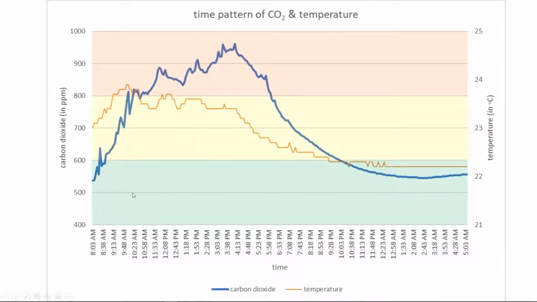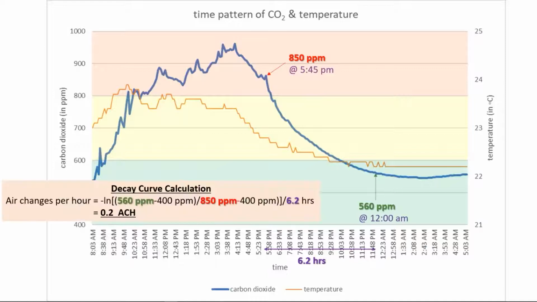Here's an example of a decay curve. At 5:45, it was 850 parts per million, and at midnight, it was 560, and that took 6.2 hours. You put it into this equation, and you can figure out it's 0.2 air changes per hour, which probably means that the ventilation system shut off rather than was running when this happened.